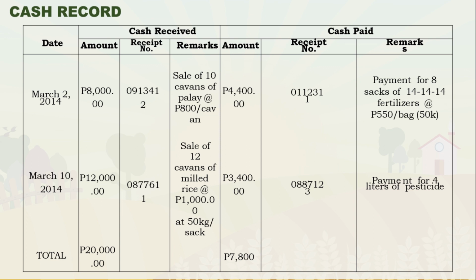Samantalang, ang lumabas naman na pera sa atin ay 4,400 dahil ito ay ipinambayad natin sa 8 sako ng 14 fertilizers na nagkakahalaga naman ng 550 per bag. So ito ay halimbawa ng cash record.